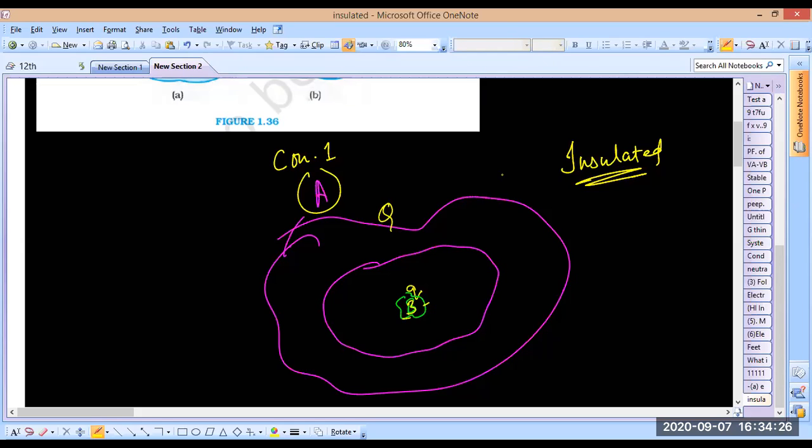What is Q plus q written there? Himani, we have to prove that. That is what they have written over there. We have to prove that the charge over there is Q plus q. So don't be confused by that.